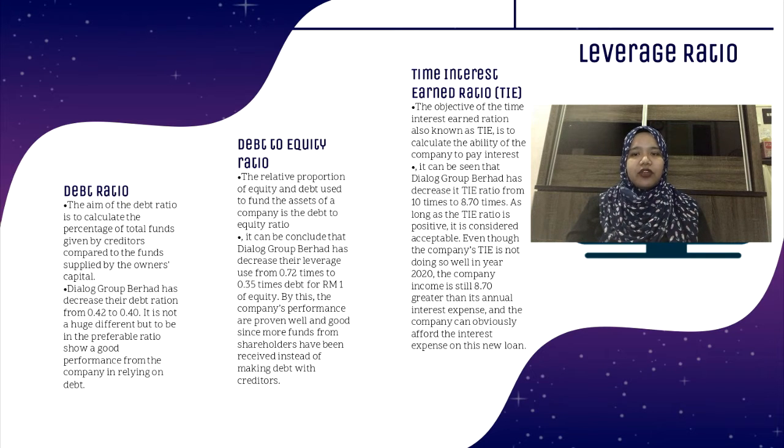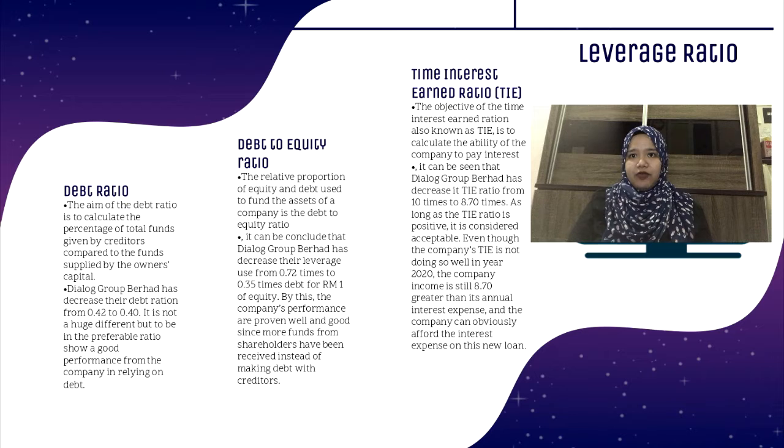since more funds from shareholders have been received instead of making debt with creditors. The objective of the time interest earned ratio, also known as TIE, is to calculate the ability of the company to pay interest. The TIE ratio is an indicator of the relative independence of a company from debt constraints. After the computation of TIE ratio for year 2019 and 2020, it can be seen that Dialog Group Berhad has decreased its TIE ratio from 10 times to 8.70 times.